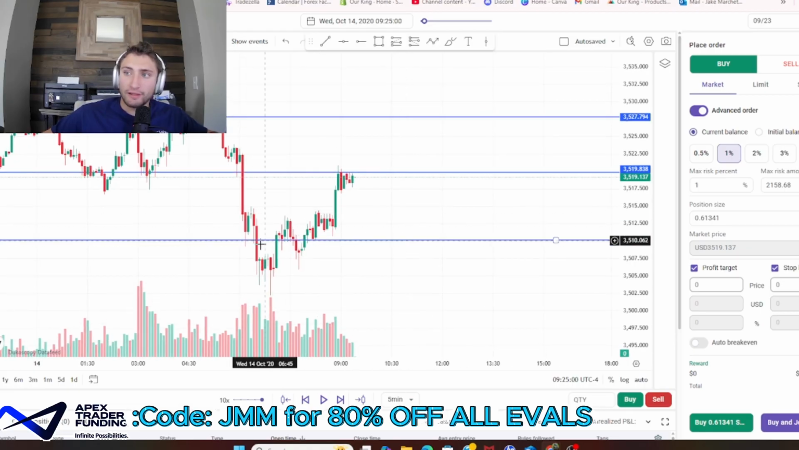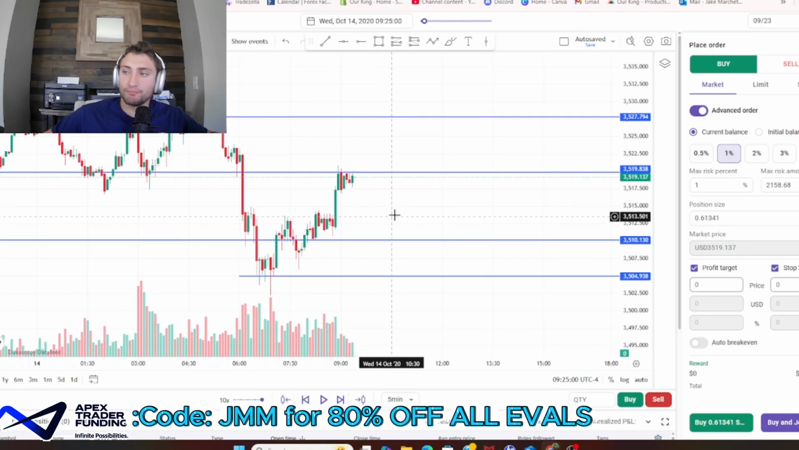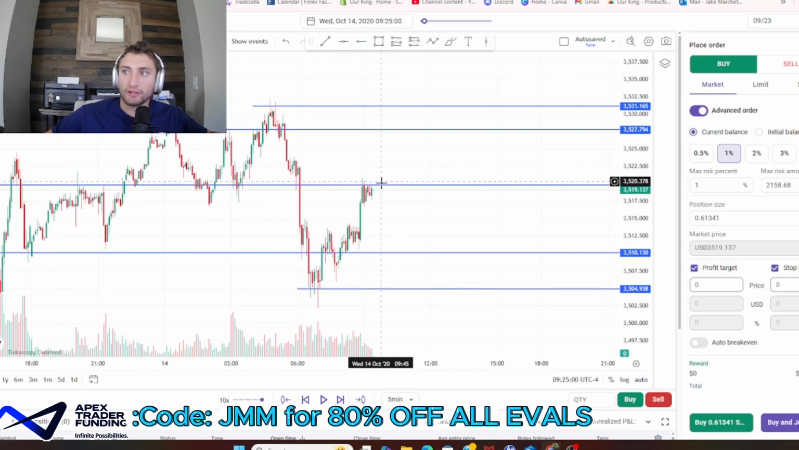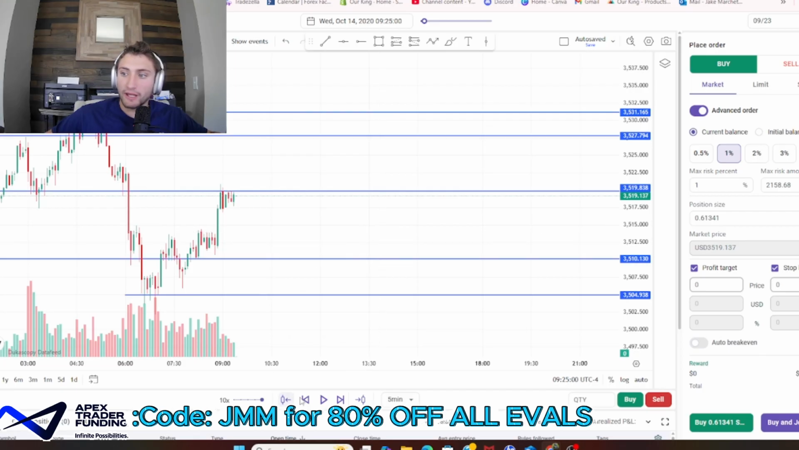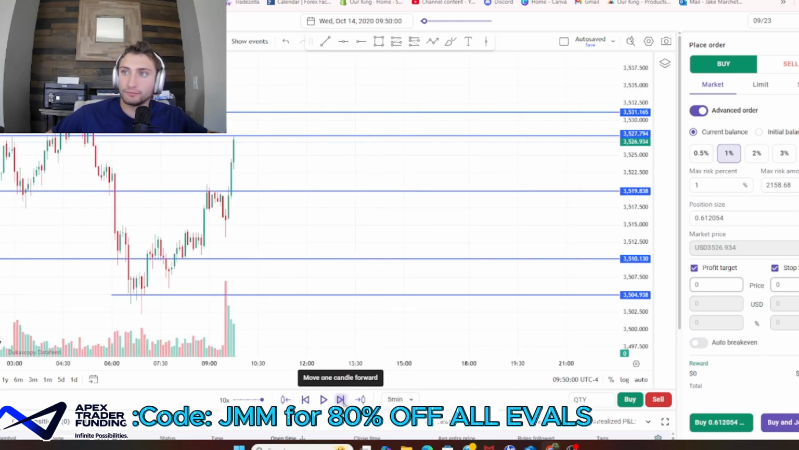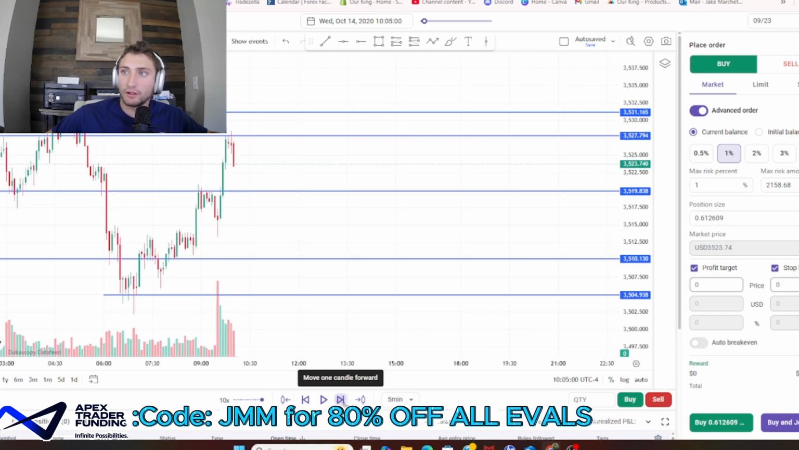So I've marked out all my levels. We have bounces here, here, and here. Well, we can even mark out this area down here. So we have all our levels with bounces marked off, as you guys can see, where price tried and failed. So let's see what we get. All right, so price dumps. We got market open right here. Price is going above. Okay.